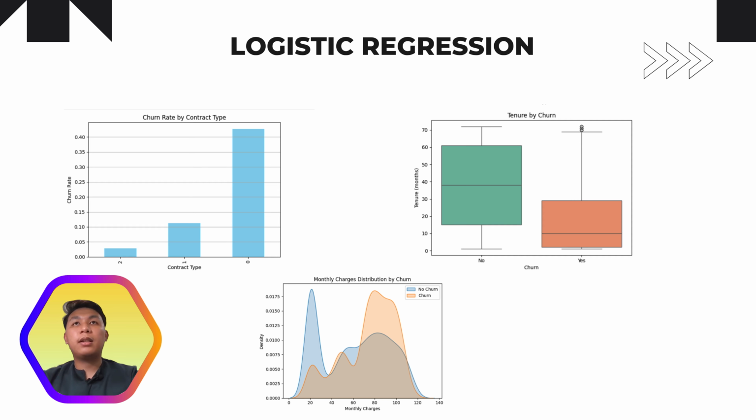The last is monthly charge distribution by churn. Churn customers are generally associated with higher monthly charges. This implies that pricing may influence churn behavior and suggests a review of value and affordability for premium plans.